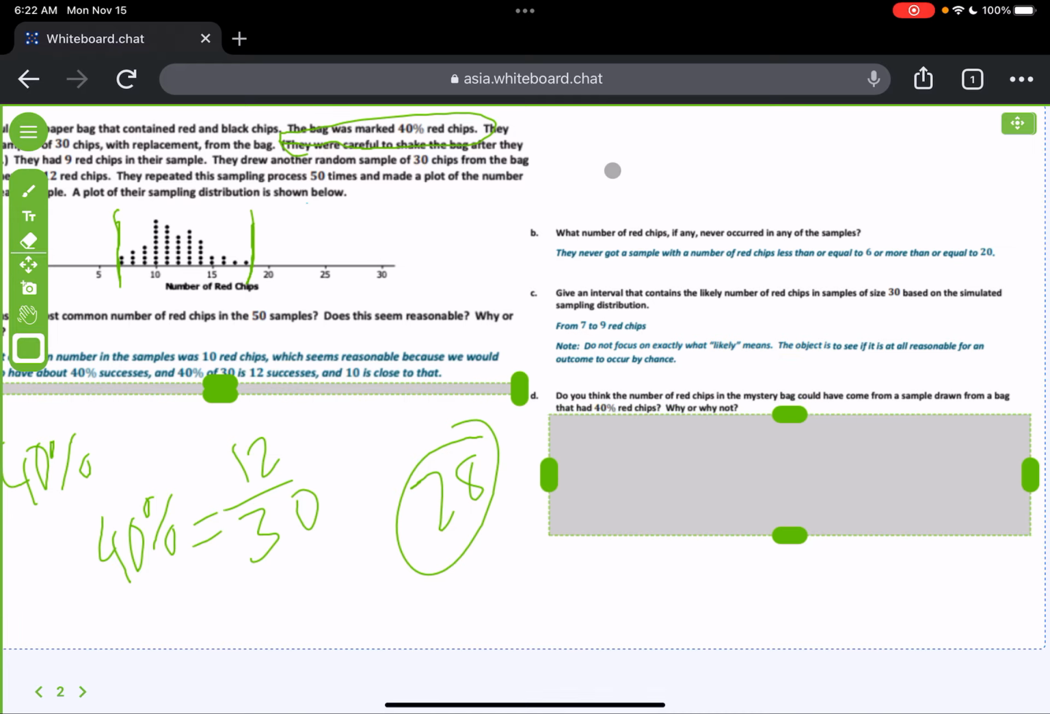Now, do you think the number of red chips in the mystery bag could have come from a sample drawn from a bag that had 40% red chips? So why or why not?